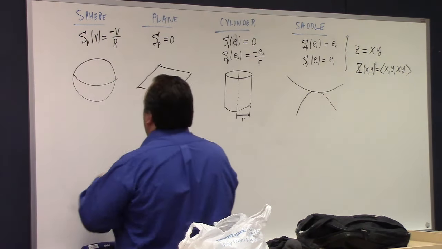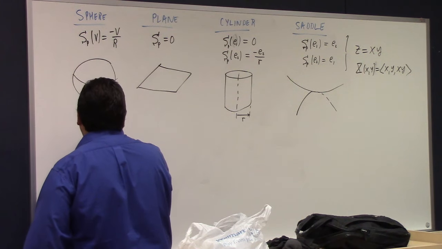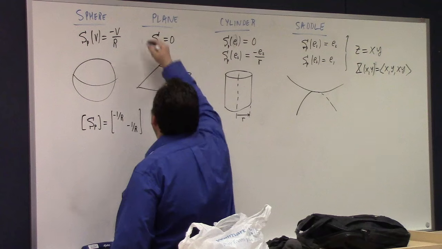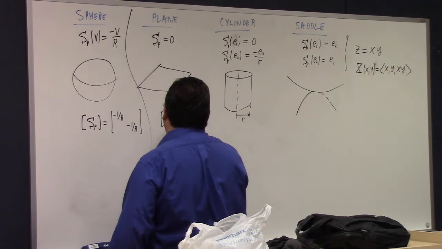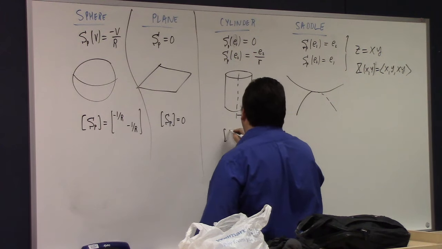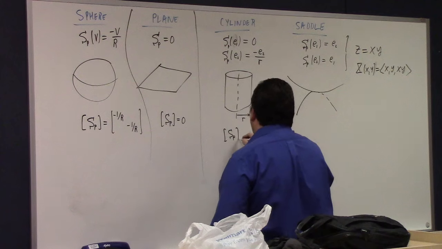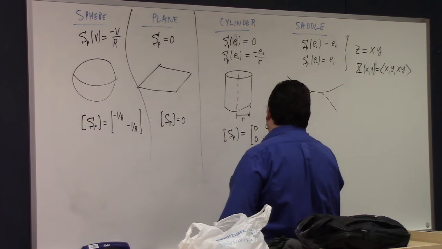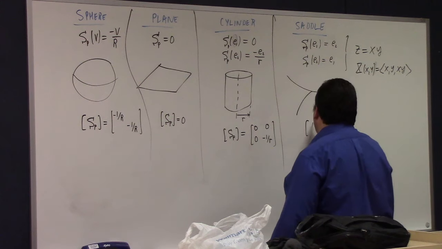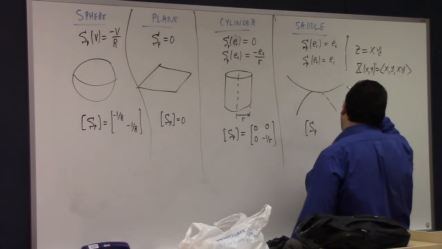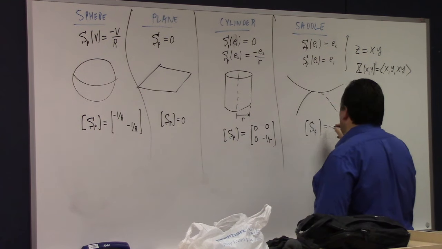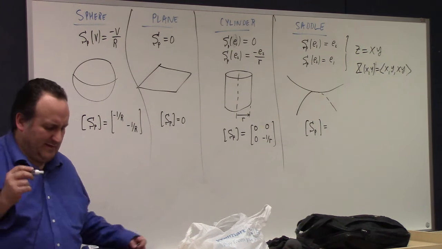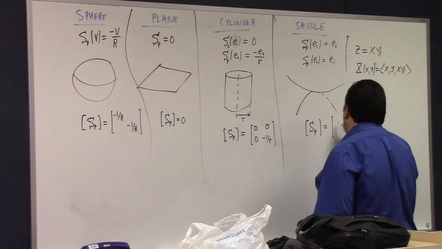So the matrix of the shape operator, what does it look like here? For the sphere, the matrix is minus 1 over r, minus 1 over r. For the plane, the matrix of the shape operator is the 0 matrix. For the cylinder, using E1 and E2 as the basis, it's 0, 0, 0, minus 1 over r. And the matrix for the shape operator of the saddle surface at a particular point, I don't think this is always constant, but it's 0, 1, 1, 0.